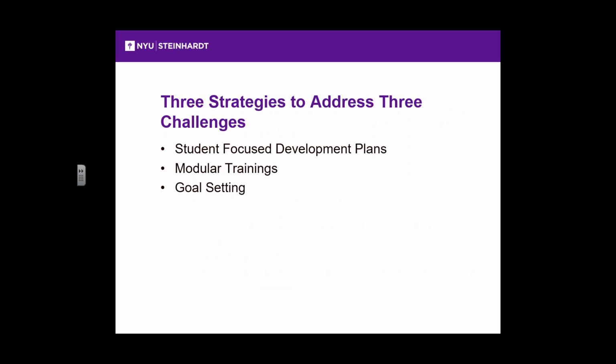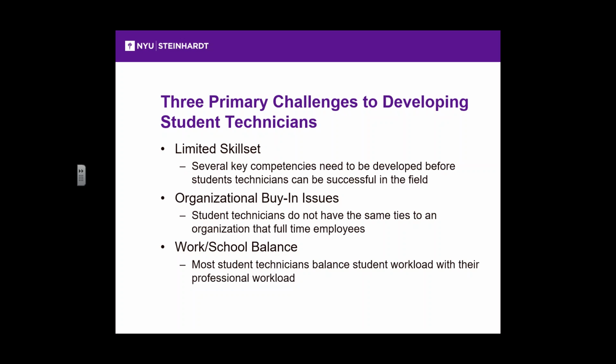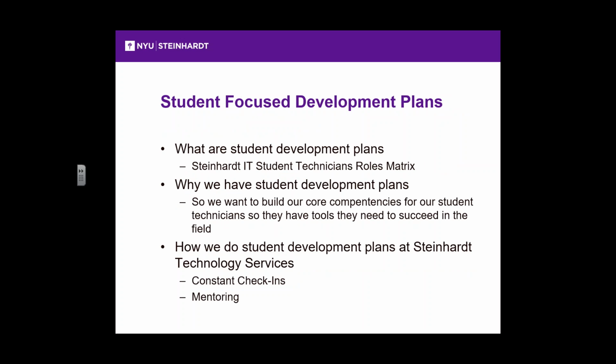So, how we chose to tackle these problems. We came up with 3 particular strategies. The first is student-focused development plans. The second is modular trainings. And the final one is goal setting. And by implementing these 3 strategies, we hope to address the problems of the limited skill set, organizational buy-in, and then the work-school balance. So let's talk about the first one, student-focused development plans.